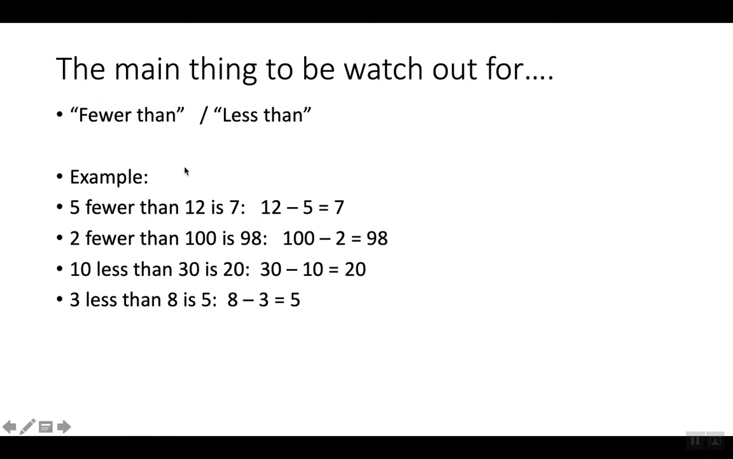What I mean is this. If you see that it says 5 fewer than 12, you do not write 5 minus 12. That would be wrong because 5 minus 12 is negative 7. For 5 fewer than 12, you have to write 12 minus 5. The second number goes first and the first number goes next. 5 fewer than, you write minus 5.